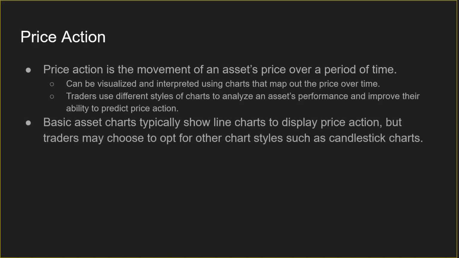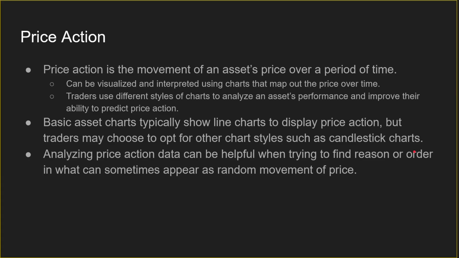Basic asset charts typically show line charts to display price action, but traders may choose to opt for other chart styles such as candlestick charts. This is something that you'll commonly see in news articles or on TV or mainstream financial news sources. They typically will show what's going on with the asset using just a basic line chart. But commonly traders and those who are looking for more information will opt for other chart styles such as candlestick charts and more.